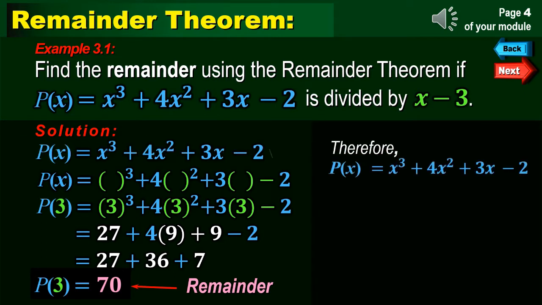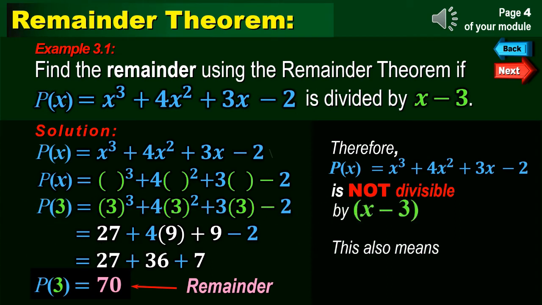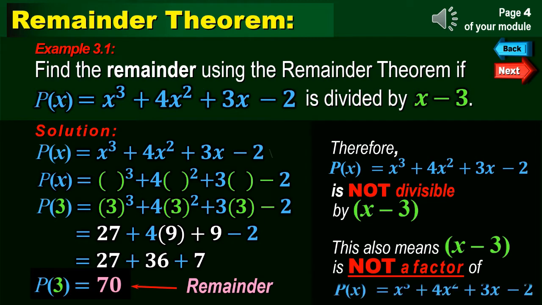Now, since there is a remainder, therefore, x cubed plus 4x squared plus 3x minus 2 is not divisible by x minus 3. This also means that x minus 3 is not a factor of x cubed plus 4x squared plus 3x minus 2.